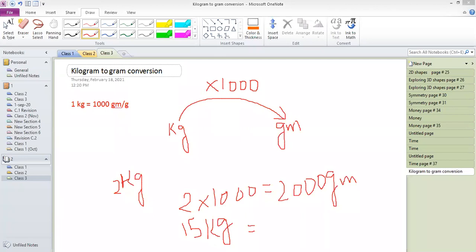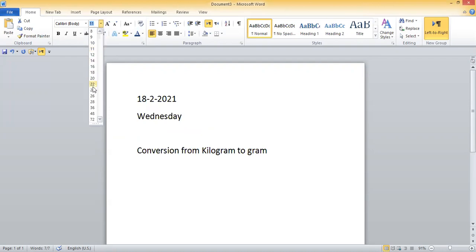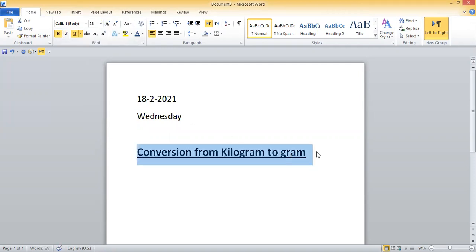I'm going to share a new screen with you. You must be watching the new screen. It's 18/2/2021. It is Wednesday. Conversion from kilogram to gram. This is the heading, guys, conversion from kilogram to gram.